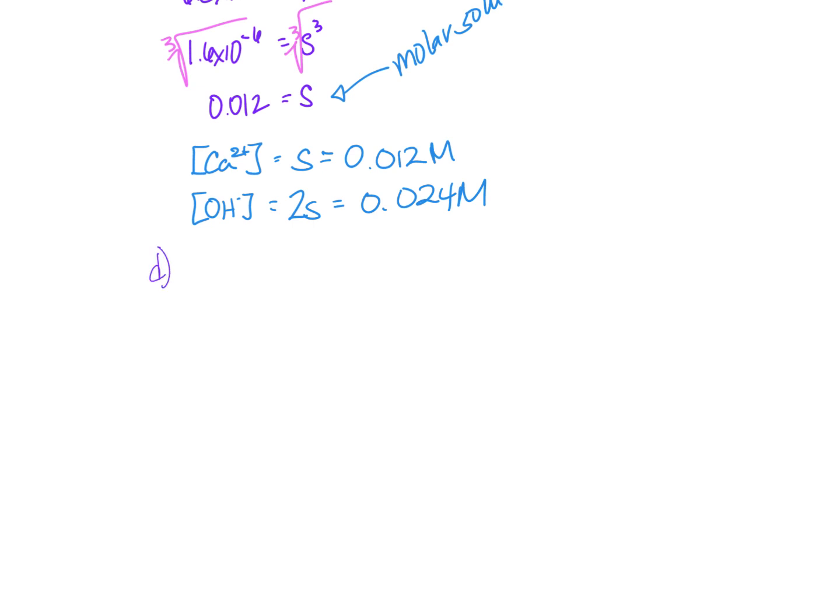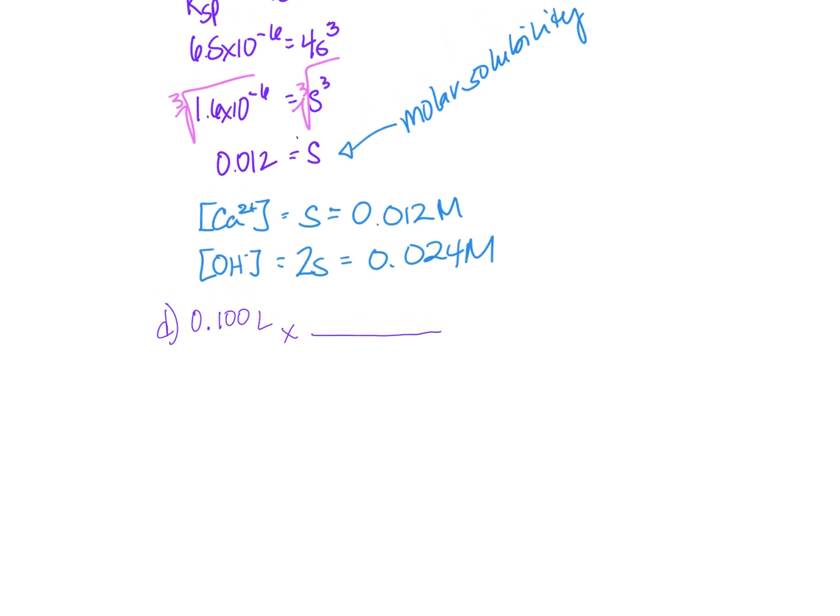So part D says, calculate the maximum mass of calcium hydroxide that will dissolve in 100 milliliters of distilled water. So I am going to start with my volume, that 100 mL of water, so 0.1 liters. And then I'm going to use my concentration, or my molar solubility that I found up here. That's the concentration that can dissolve in a liter of water, so we can use that as a conversion factor. So I can have 0.012 moles of Ca(OH)2 in 1 liter.